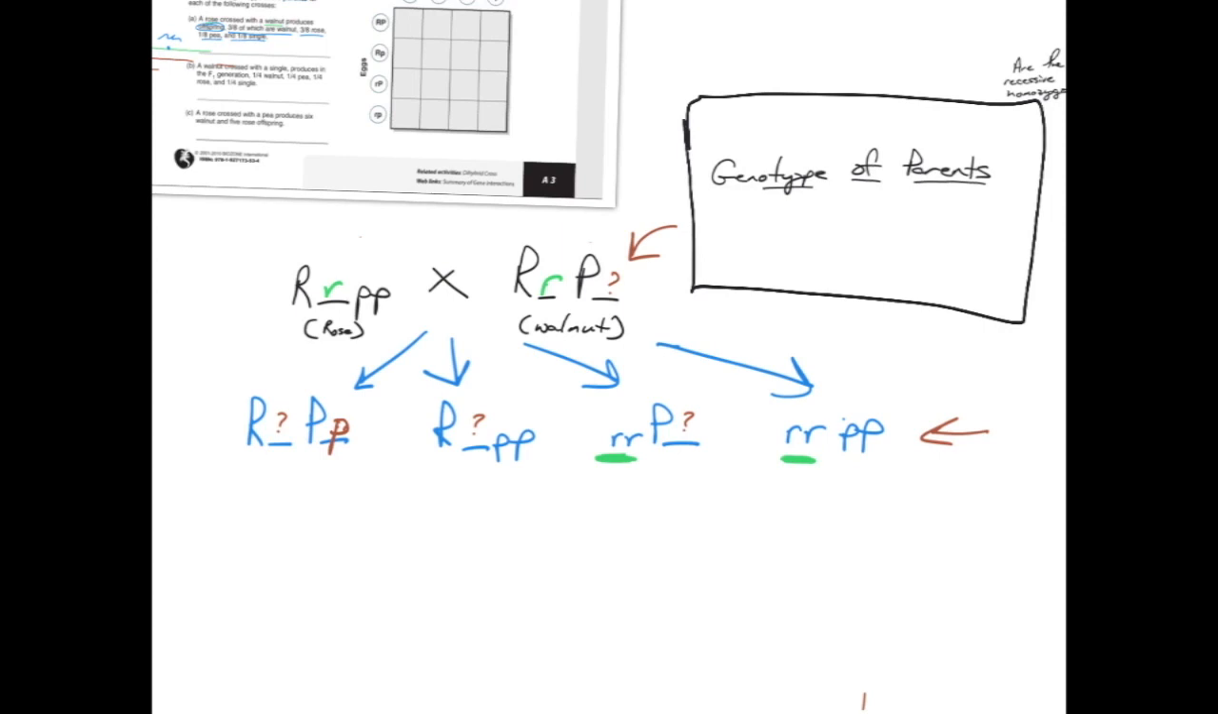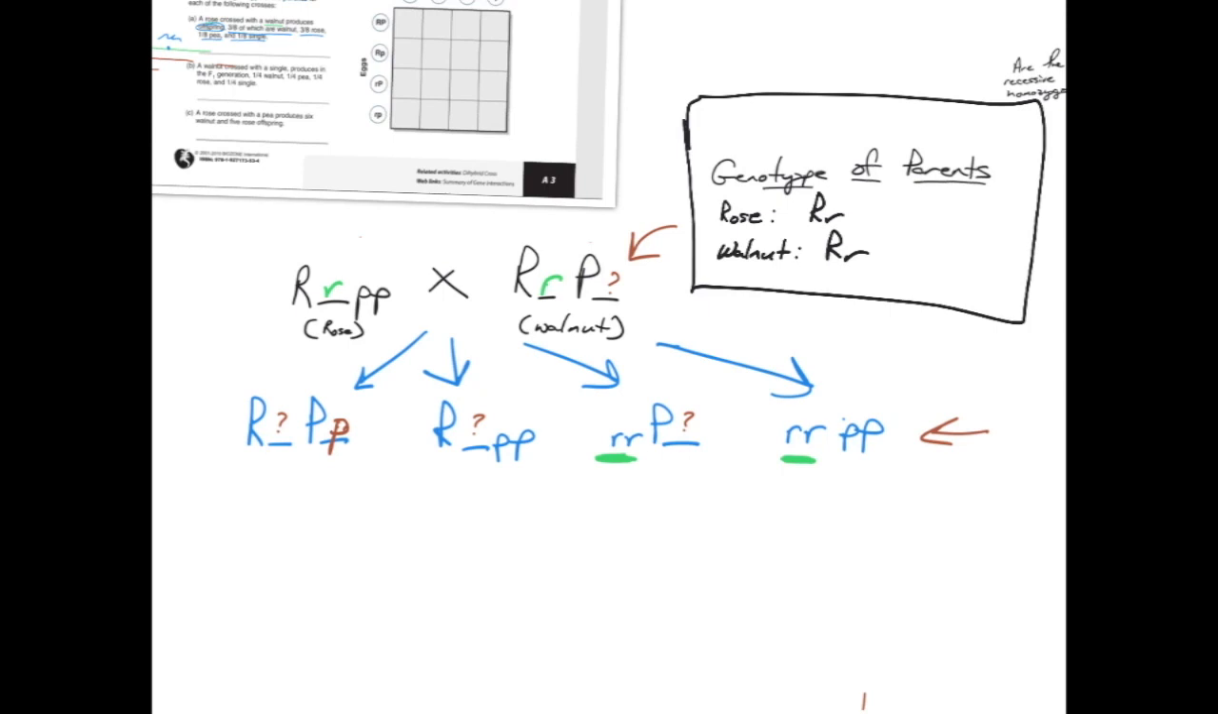So here, we know that the rose parent is going to have big R, little r. And I know the walnut parent is going to have big R, little r. I'm still trying to figure out the P's. What can I do to figure out the P's? What tells me what's going on with the P's?